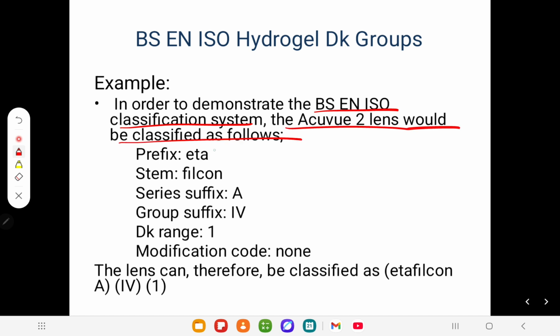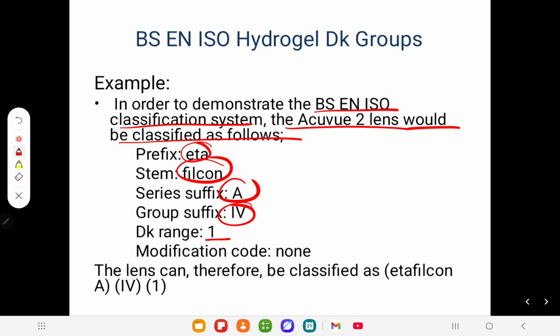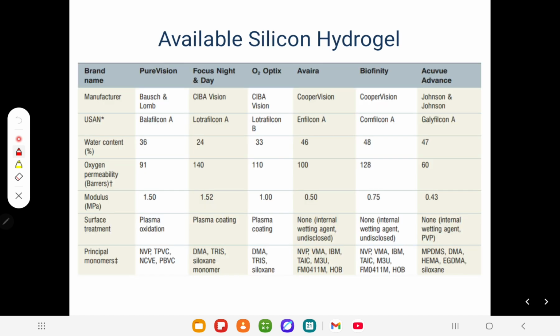AQV2 lens is etafilcon, where eta is the prefix. We usually say etafilcon. A is for the first time it's done, and the group suffix is fourth. It means ionic, high water content, and ionic. Dk is in 1. Can you see Dk in 1? And modification code none. So therefore the total name is etafilcon A fourth 1. Finished. That's how the nomenclature works.